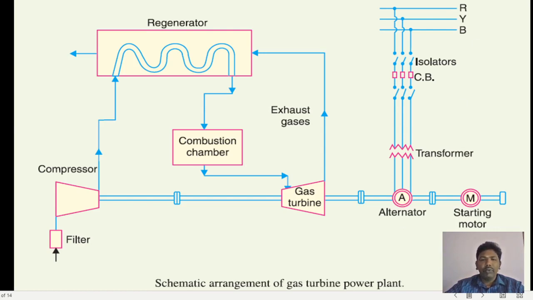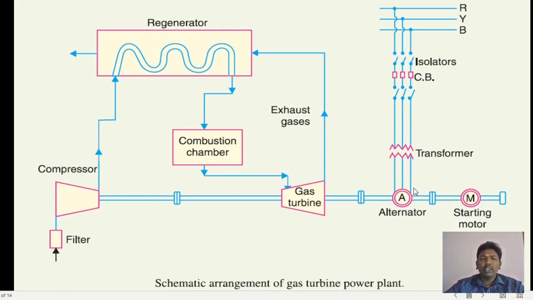But the problem you'll face here is that you have a compressor, and this compressor has to be started. So we require a starting system. You can see a starting motor here. You require a starting motor for this power plant to run this compressor. If you are using the output of the alternator as the input support for the compressor, obviously the output will be low. So this is one disadvantage.